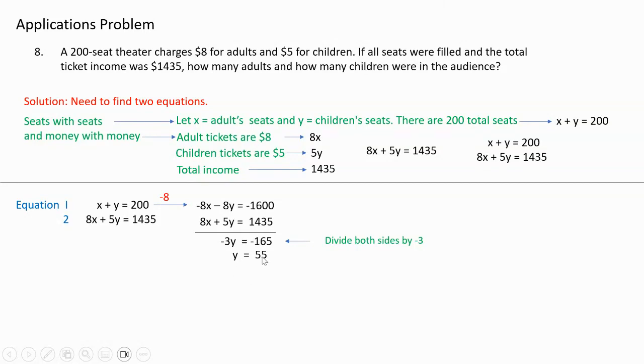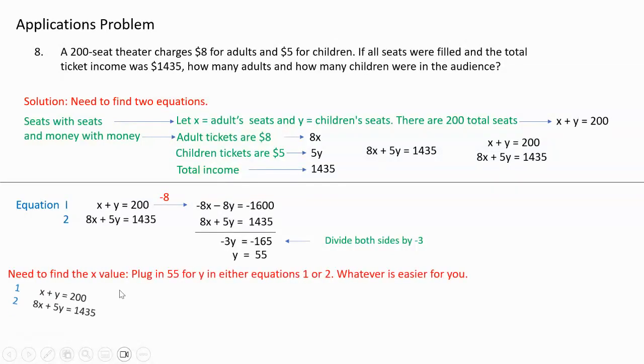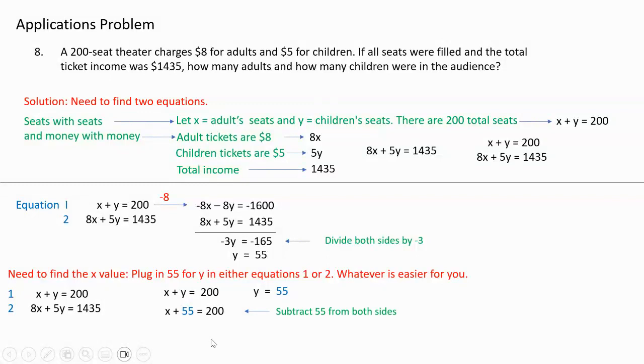So now I need to find x. What's easier, 1 or 2? In my opinion, it's easier to go to number 1. We know that y is 55, so I'm going to plug 55 in for y in the equation. We subtract 55 from both sides, and the result is 145. So x is 145, y is 55, right?